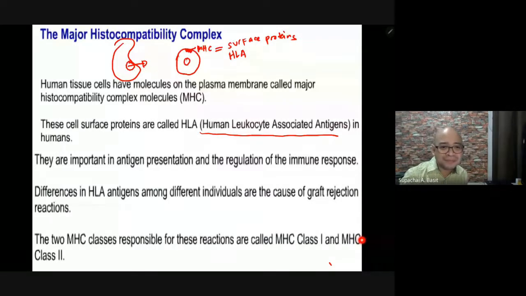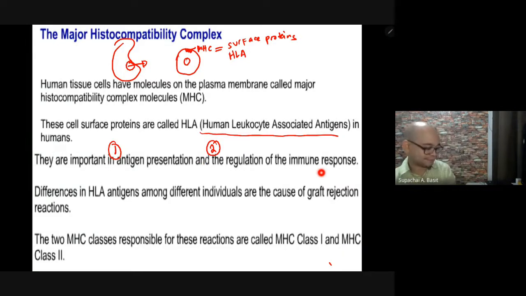And why is HLA important? They are important in antigen presentation and the regulation of the immune response. And do you know that each one of us has a different set of HLA antigens? And these are in haplotypes. Meaning to say, we inherit one half from our mother, and we inherit the other half from our father.